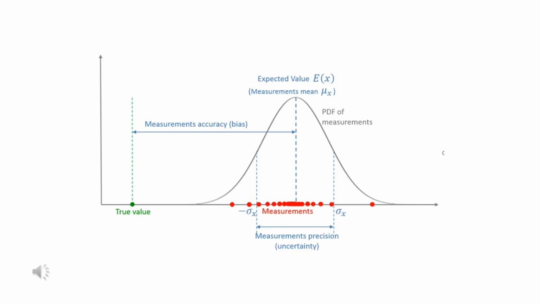The following figure represents a statistical view of a measurement. A measurement is a random variable described by the probability density function. The measurement's mean is the expected value of the random variable. The offset between the measurement's mean and the true value is the measurement's accuracy, also known as bias or systematic measurement error. The dispersion of the distribution is the measurement precision, also known as the measurement noise or random measurement error or measurement uncertainty.